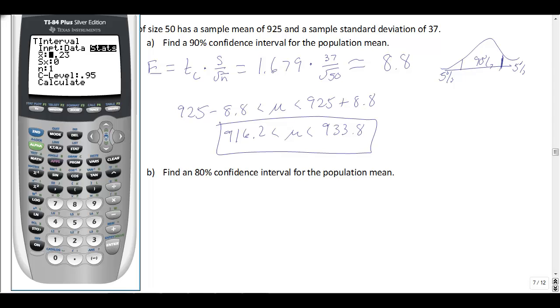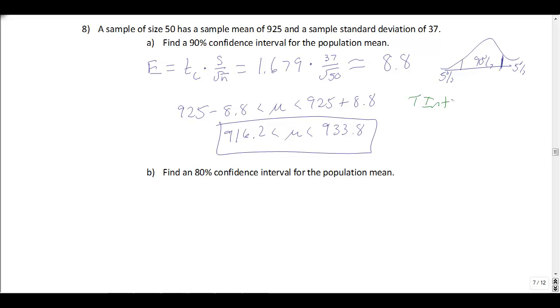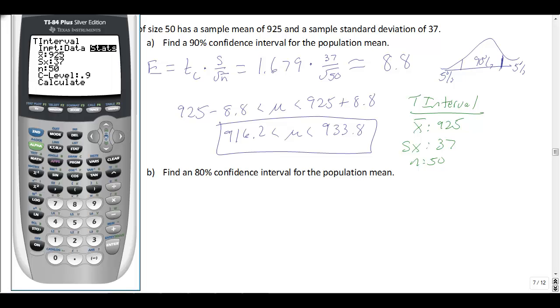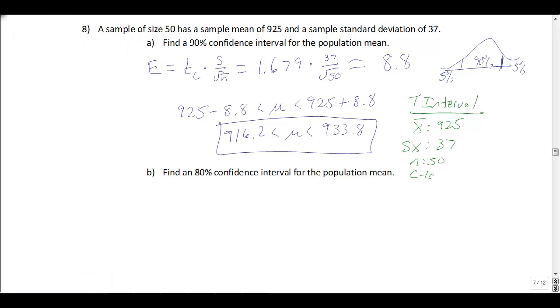So this is from some calculation earlier, x bar, but in our case, our mean is 925. Sx, now it's a t, so it gives you a sample standard deviation. That's 37. Sample size was 50. And our confidence level is 0.9. So just put that in. Now what I would write down on the exam is, this is what I did in my calculator. If I put in T interval, say what function I used, x bar, I did 925, Sx, I did 37, n, I did 50, and then C level, confidence level, I did 0.9.